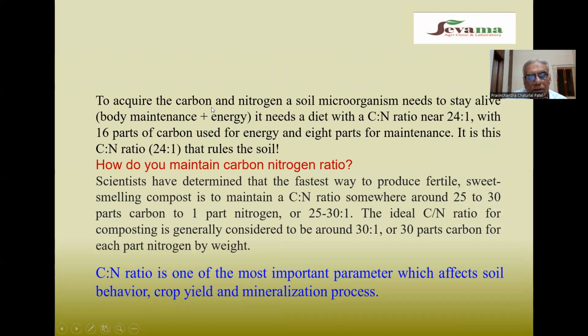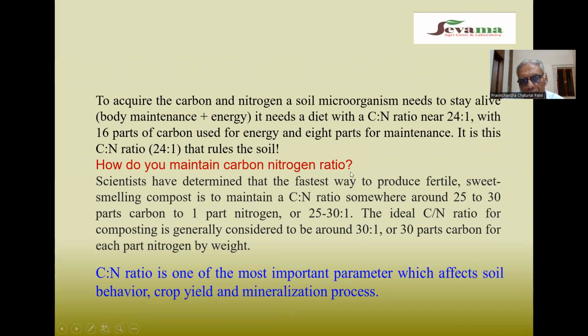To acquire the carbon and nitrogen it needs to stay alive, a soil microorganism needs a diet with CN ratio near 24:1, with 16 parts of carbon used for energy and 8 parts for maintenance. It is this CN ratio, 24:1, that rules the soil. So the ideal CN ratio is 24:1.